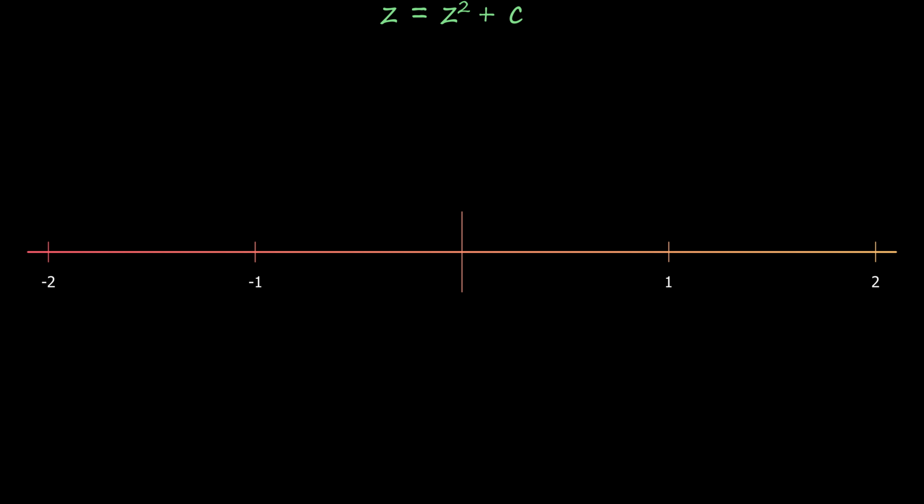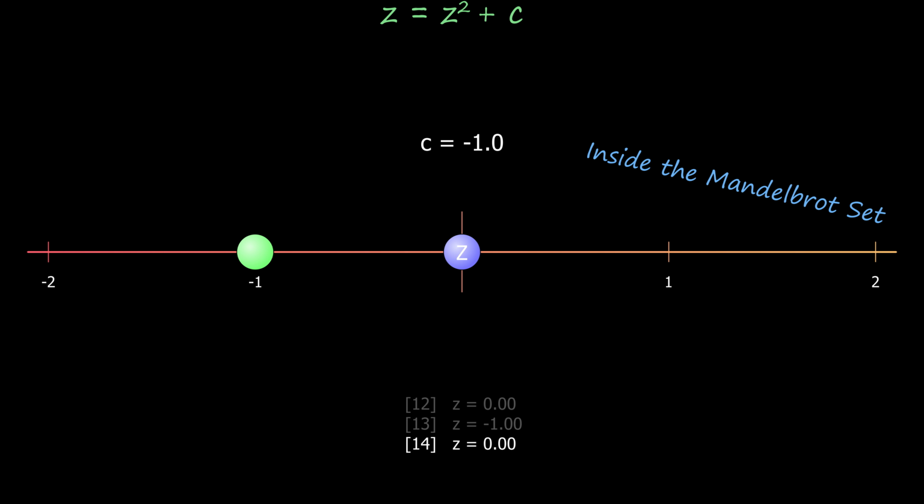Now here is where things get a little bit more interesting. Let's try a negative number, such as -1. As you can see, the value of z bounces between 0 and -1. Its motion becomes periodic. It is periodically stable, and it never escapes the region, so it is part of the Mandelbrot set.